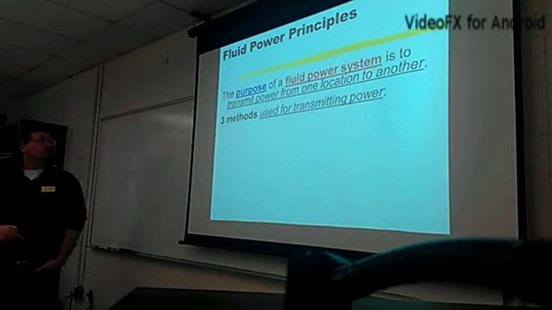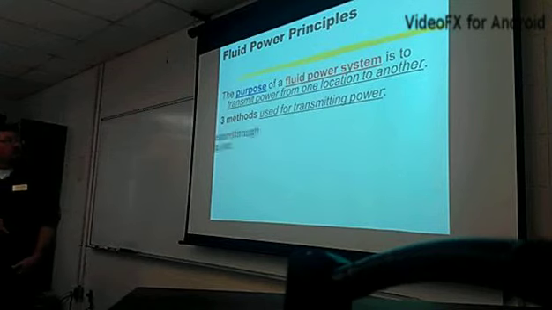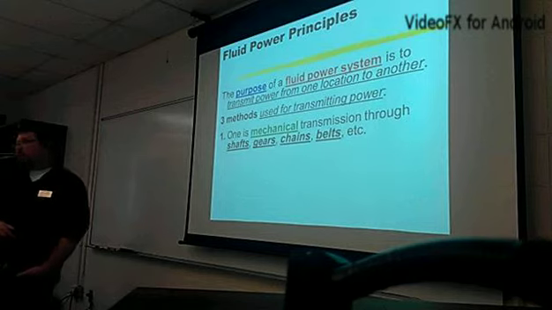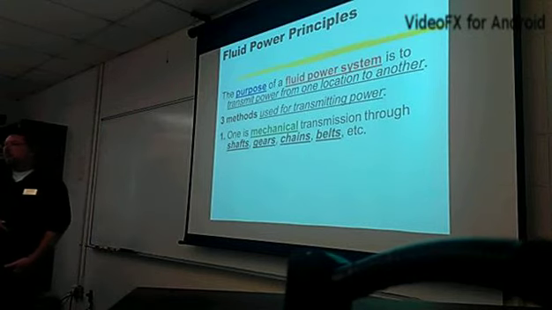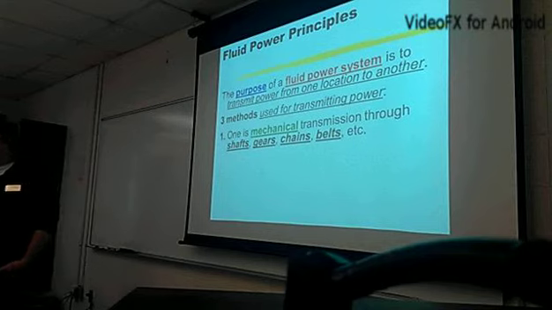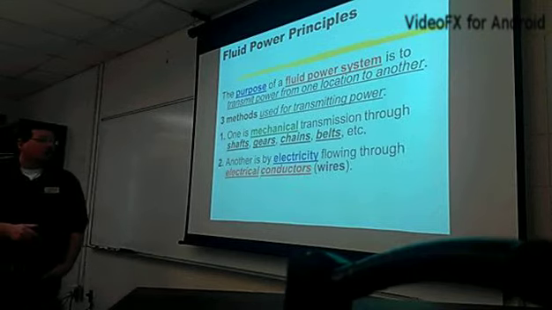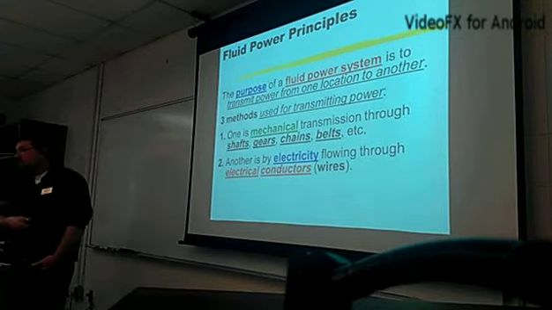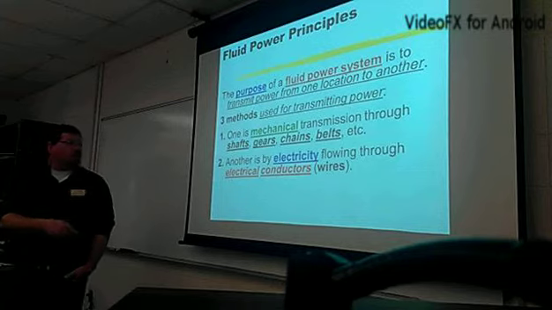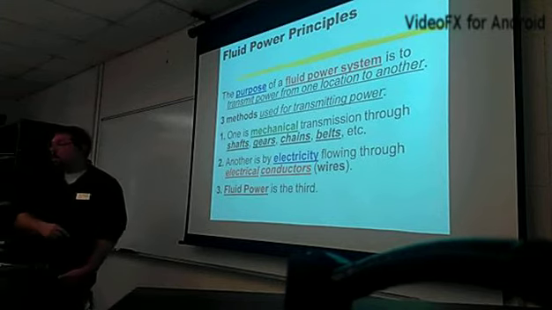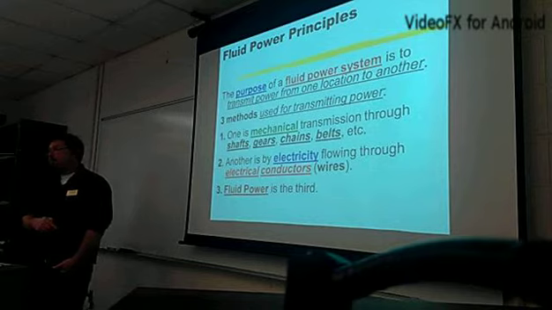So we got three methods for transmitting this power. Mechanical: shaft, gears, chains, your bicycle. That'd be a mechanical means of transferring power from your legs to the road and going on down the road. Electricity: lights, motors, drills, anything electric. And fluid power is the third way. All right?